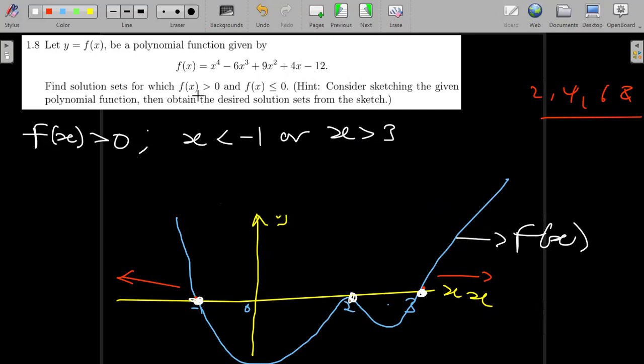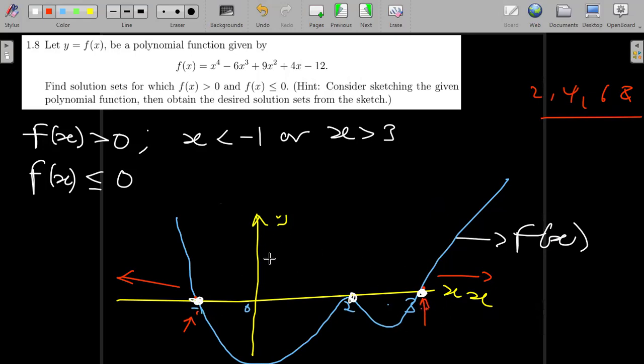Okay, so that's the case for f of x is greater than 0. So this is the solution set. And then for f of x is less than or equal to 0, it means we want the x values such that the graph is below the x-axis. So the graph is below the x-axis, starting at this point all the way to this point. You can see this blue line here, it's below the x-axis. So it's from here all the way up to there.